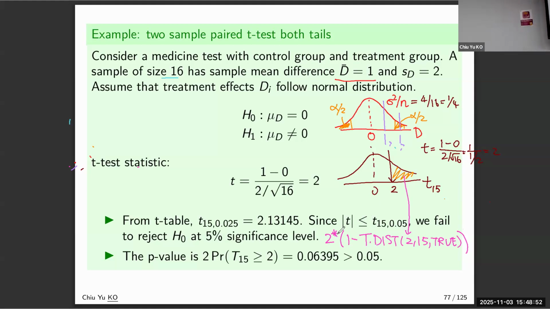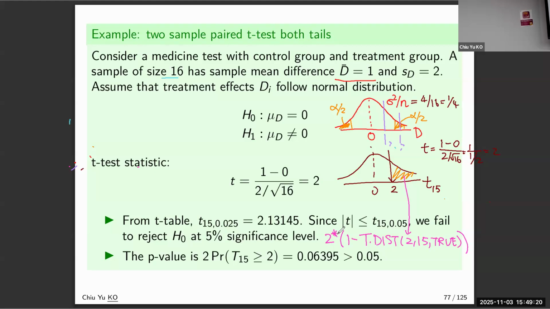Okay. So this turns out to be about 6.3%. That means that if you use 5%, you can't reject. With 10% you can reject. With 1% you can't. Since we use 5%, we can't reject, so we keep the null hypothesis.